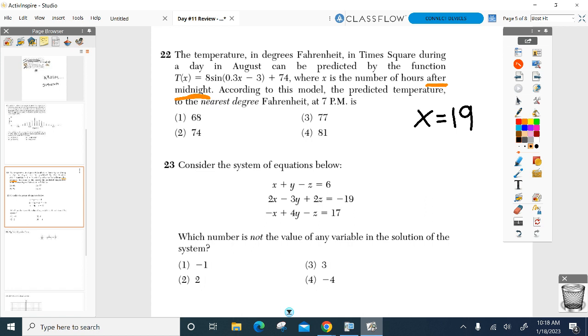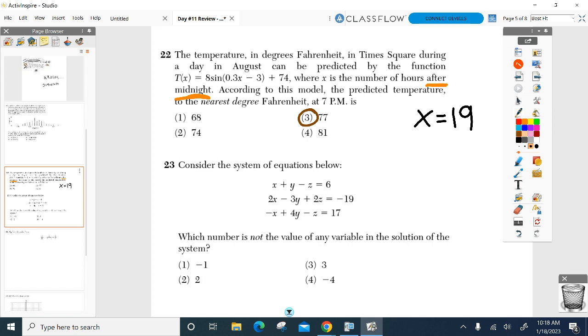So plug 19 in the equation, and at 7 p.m. it's going to be 77 degrees. We tried this last period. We put our calculators in degree mode and plugged in 19, 74. You get out, oh, shocker, it's a choice up there. Okay, so we got to be in radian mode. All right, we okay? Yes, go ahead.